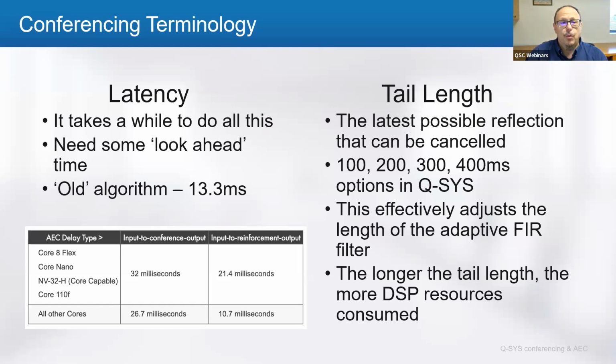But essentially, what this does is effectively adjust the length of the adaptive FIR filter that's in the process. So the longer the tail length, the more DSP resources are used. All right.